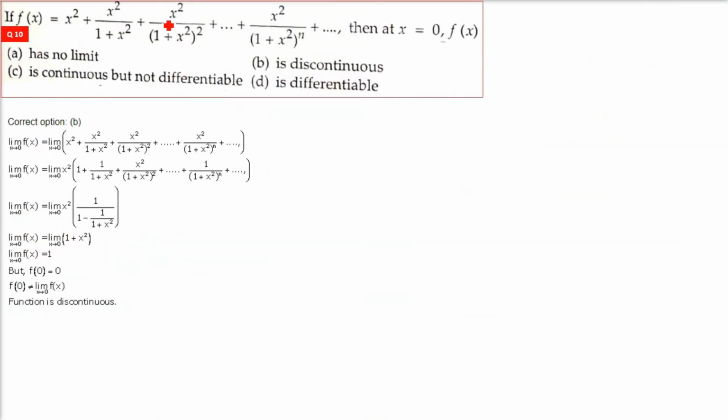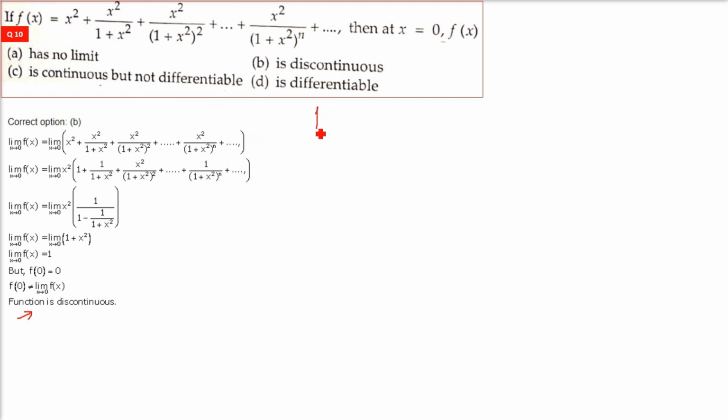We have a series here, f(x) is equal to x² plus x²/(1+x²), like this. So there are 4 options. Who wants to do it by themselves? For them I have given a reference. And those who want to understand the logic, just see that.